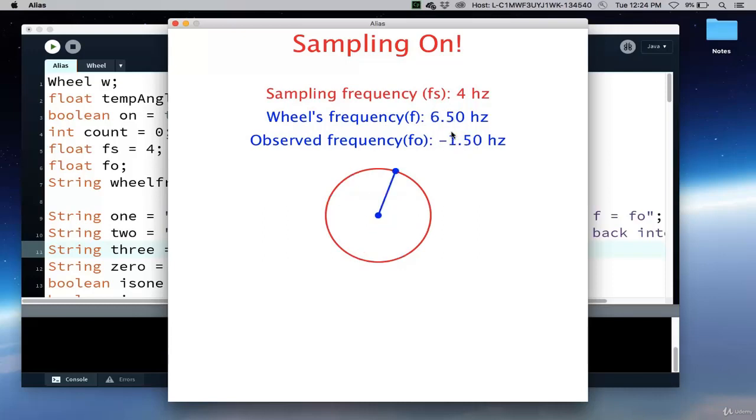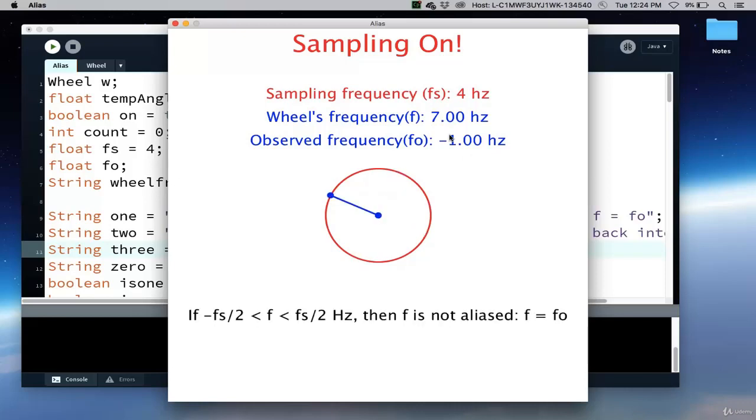Again, if I keep going up, same thing. This is spinning very fast, but my observation is only negative 1 hertz. So we say that this 7 hertz is aliased into a negative 1 hertz. This is the limitation of sampling.